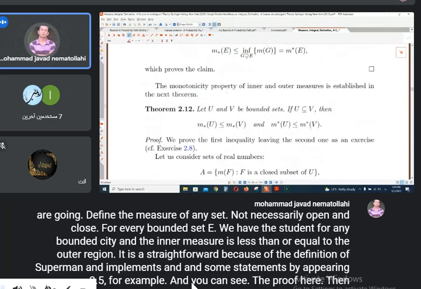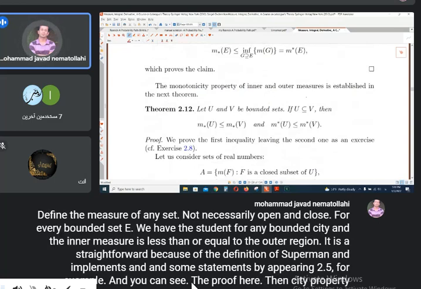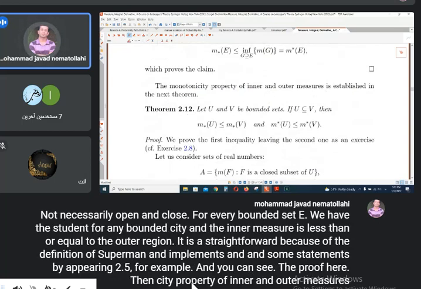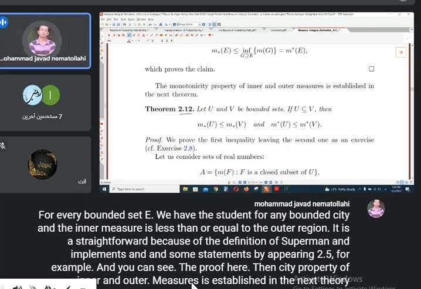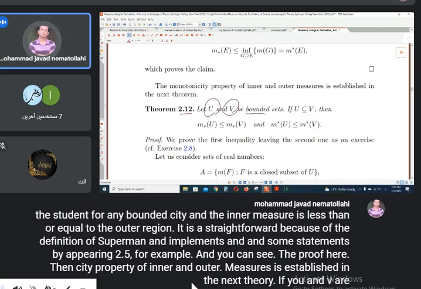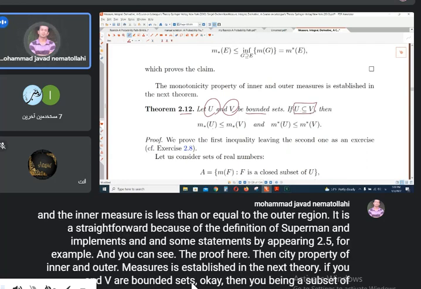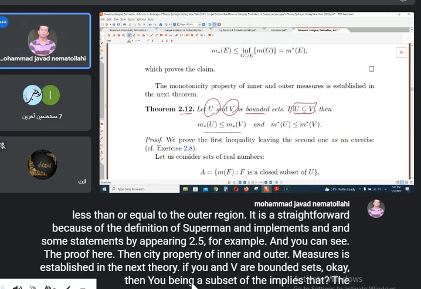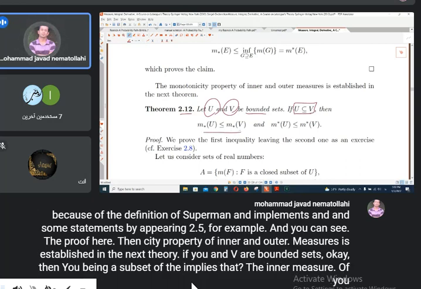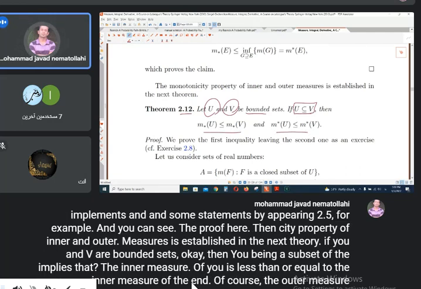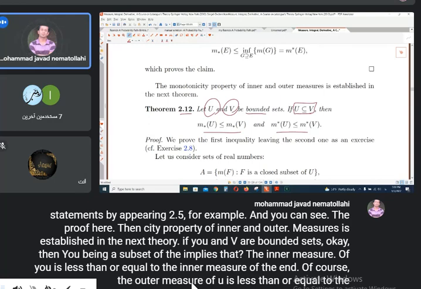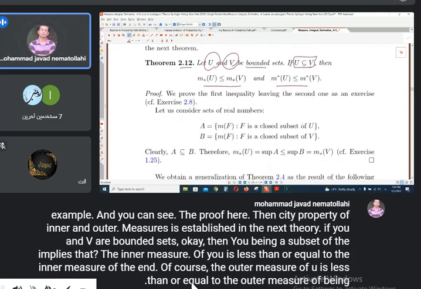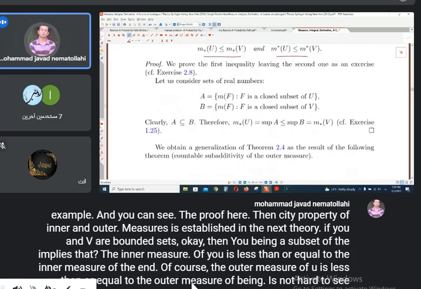Then the monotonicity property of inner and outer measures is established in the next theorem. If U and V are bounded sets, then U being a subset of V implies that the inner measure of U is less than or equal to the inner measure of V, and of course the outer measure of U is less than or equal to the outer measure of V. It is not hard to see, straightforward.